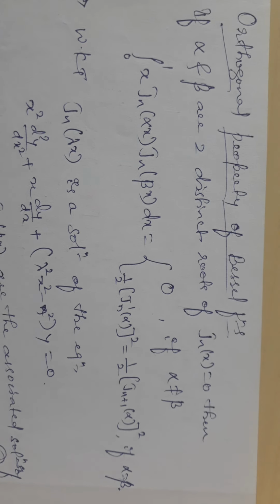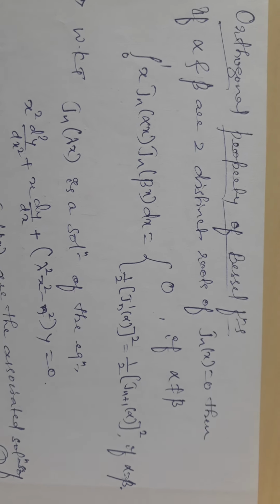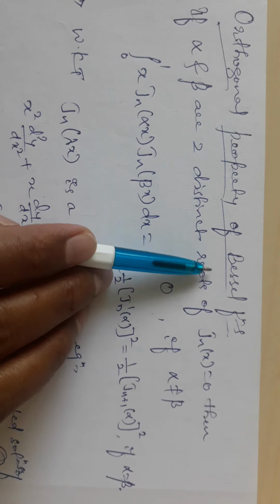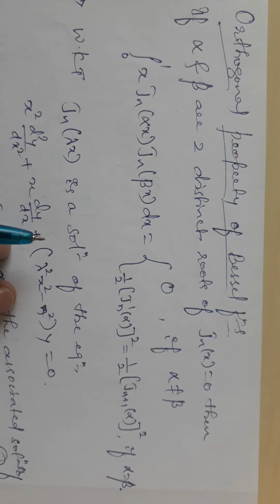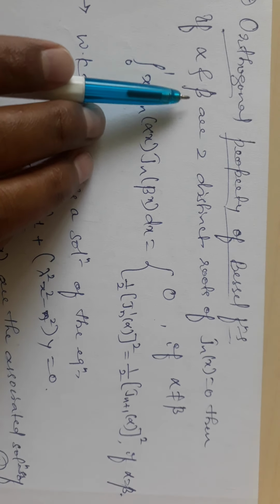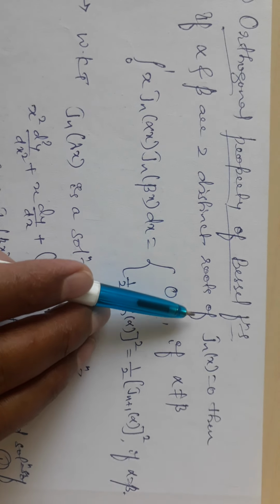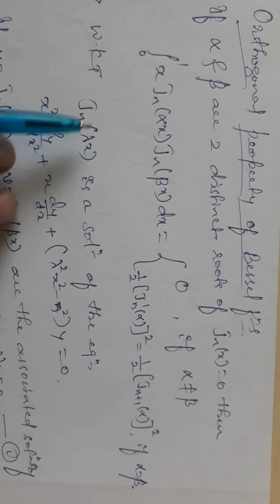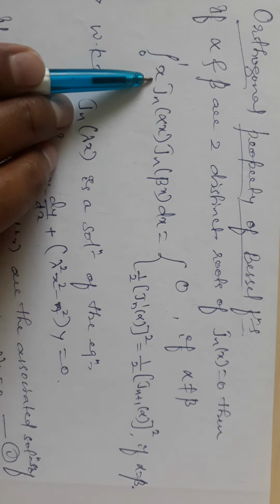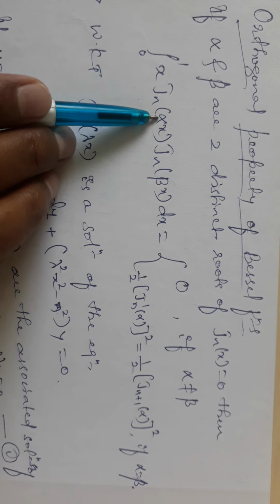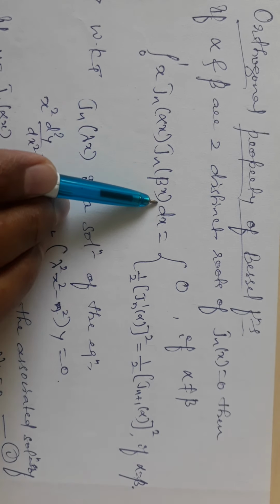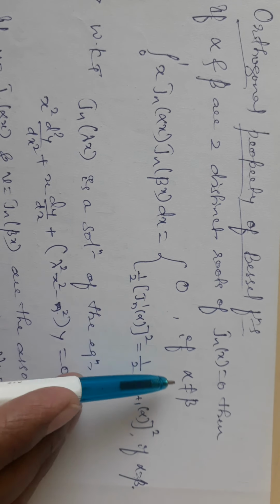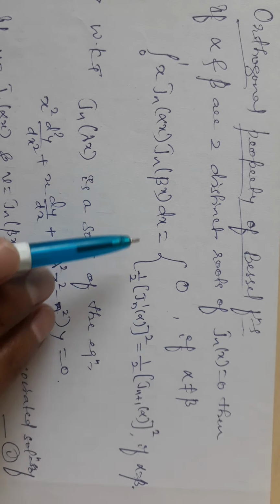Hi friends, today we will discuss the property of Bessel functions, that is, the orthogonal property of Bessel functions. If alpha and beta are two distinct roots of Jn(x) = 0, then the integral from 0 to 1 of x Jn(alpha x) Jn(beta x) dx equals 0 if alpha is not equal to beta.